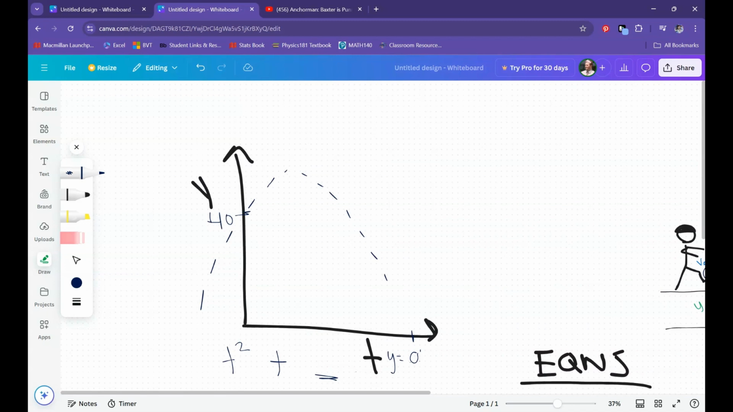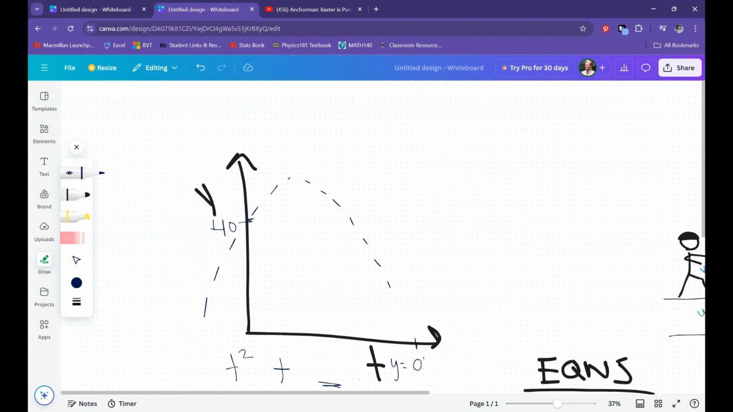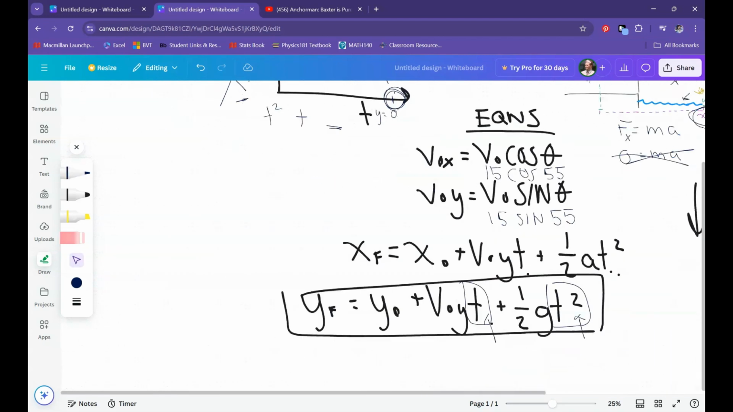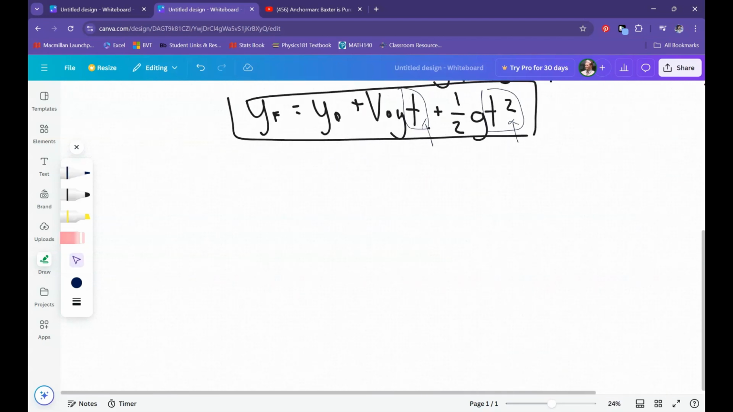A general parabola, right? We cannot have a negative time, so we're going to ignore wherever the graph would meet this axis on this side, and just focus on solving for this value of t here. So in order to do that, we're going to take this equation.